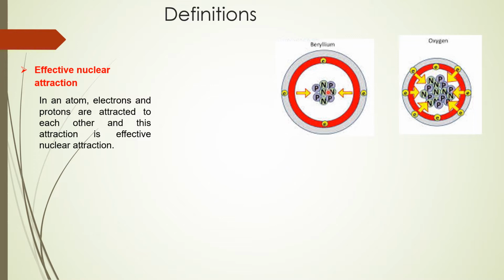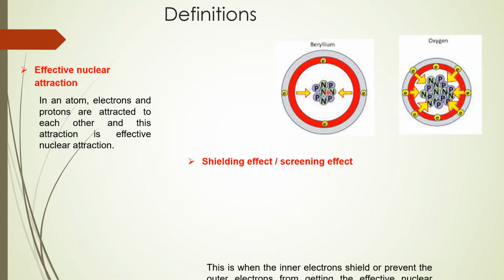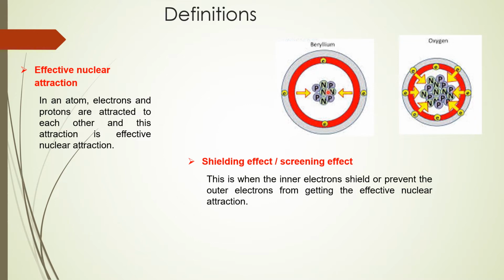Then we look at another definition, which is called the shielding effect, also known as the screening effect. In the shielding effect, the inner electrons, or the core electrons, will shield or prevent the outer electrons from receiving any effective nuclear attraction. So we are going to explain this by looking at the trend going down.